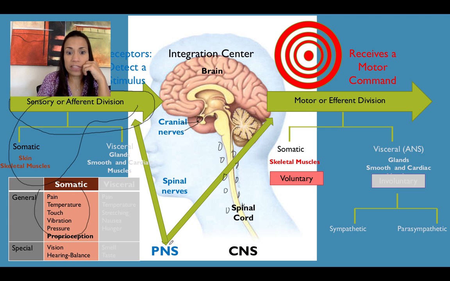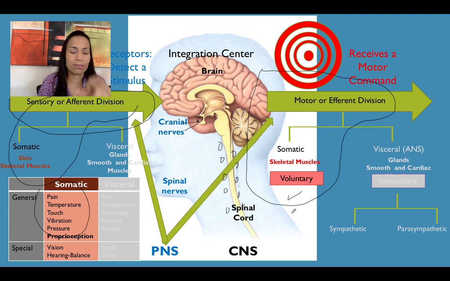Now, in the next videos, we're going to describe the somatic motor efferent division of the nervous system. So this is what comes next in this chapter. Then in the other chapter, we will take care of the visceral sensory division. Okay, so we're going to start the description of the somatic motor or efferent division of the peripheral nervous system by describing the cranial and the spinal nerves. See you in the next video.